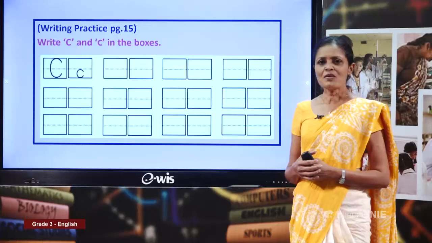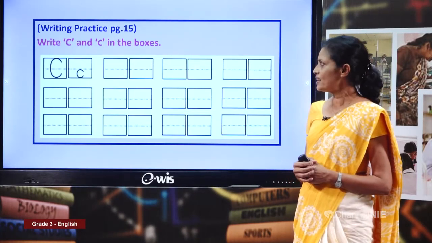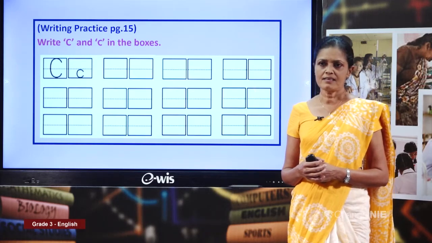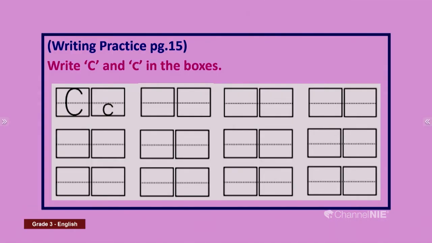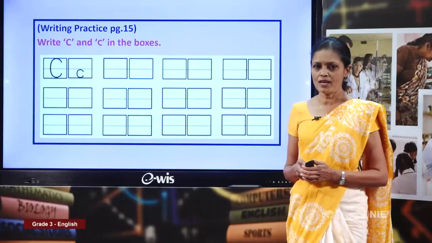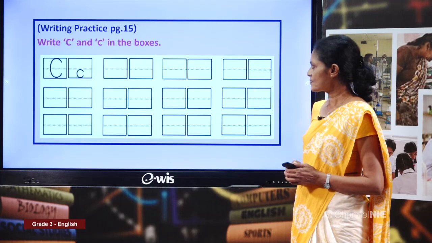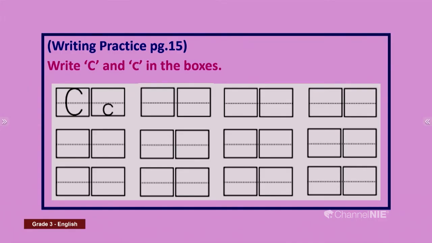Very good. Now children, take out your writing practice book and turn to page 15. Write capital C and simple C in the boxes. Now, in the first box, you write what? Capital C, yes. Next box, you write simple C. Write them all. Capital C's and simple C's. Capital C is big, simple C is small. Write them beautifully.